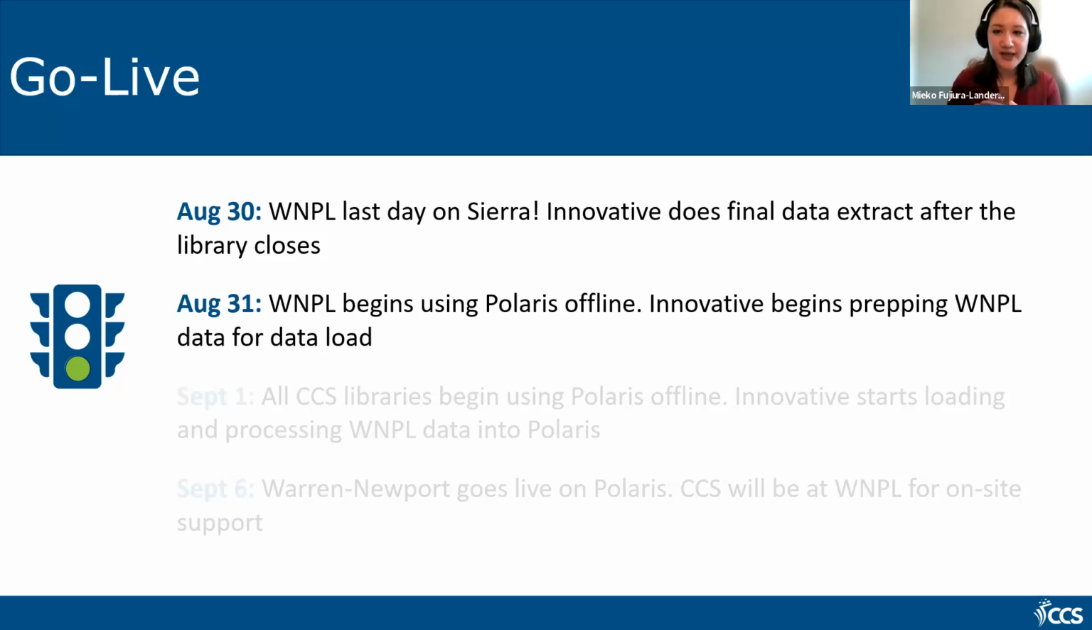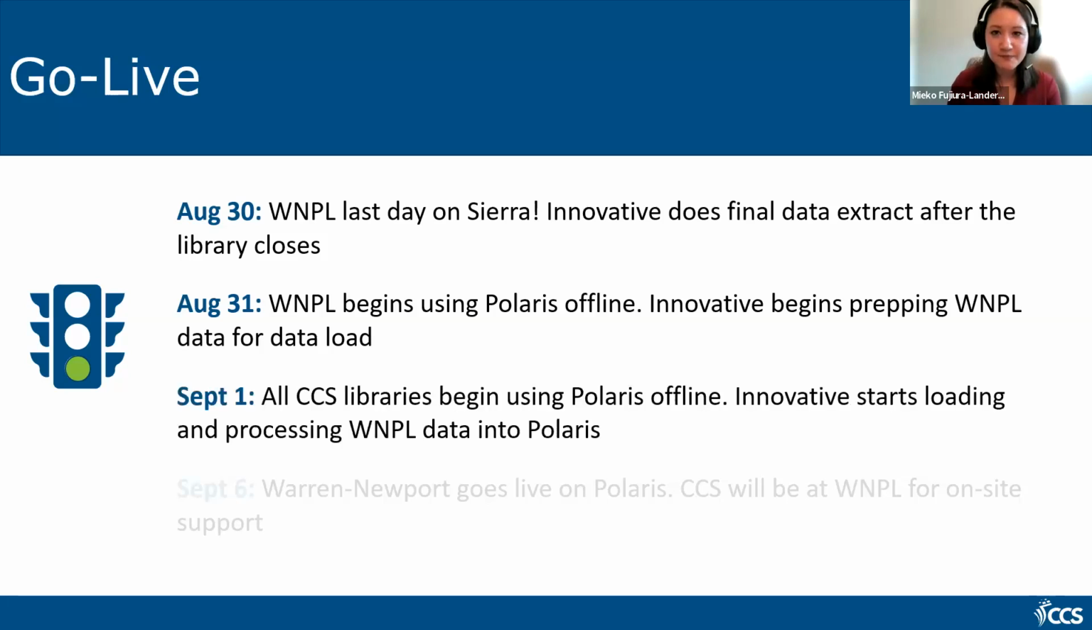So once the offline period begins, Innovative will start prepping your data for Polaris. The following day, Friday, September 1st, all of our CCS libraries are going to begin using Polaris Offline so that Innovative can start loading and processing your data. This data load and processing is going to take several days. The offline period was timed to coincide with the Labor Day weekend, since all of our libraries are closed Sunday and Monday. So there's at least 2 days while the data is getting prepped that the library is closed.